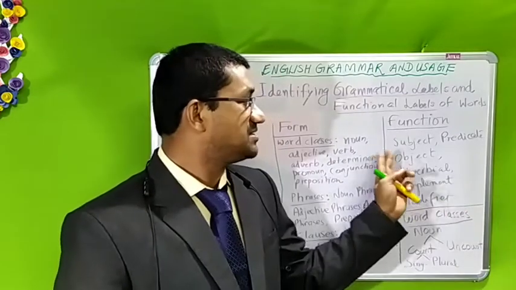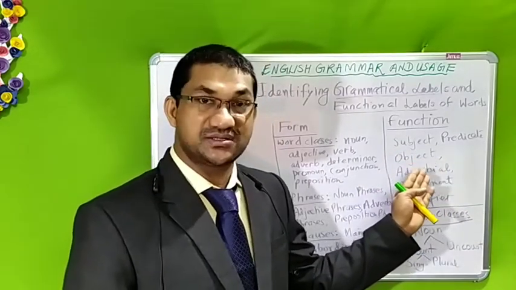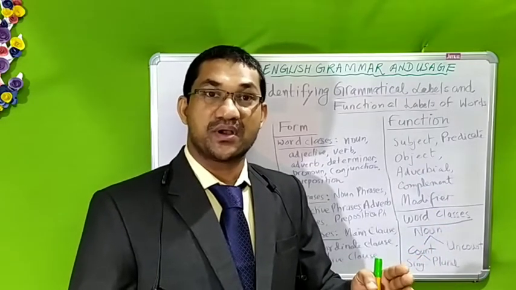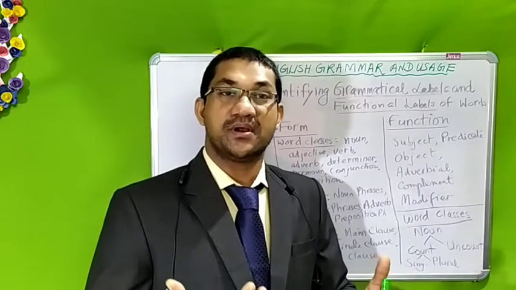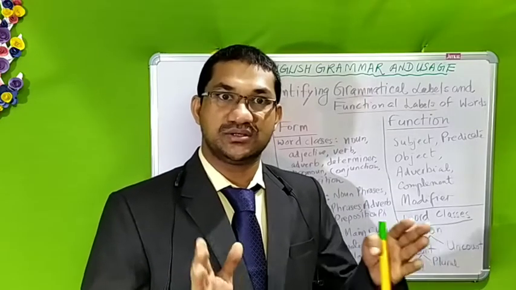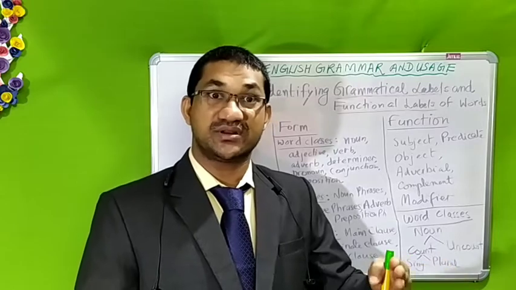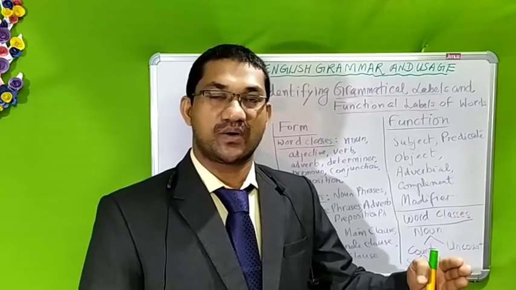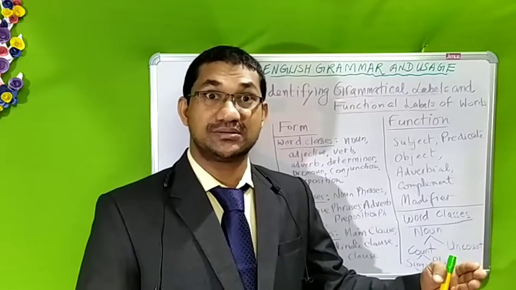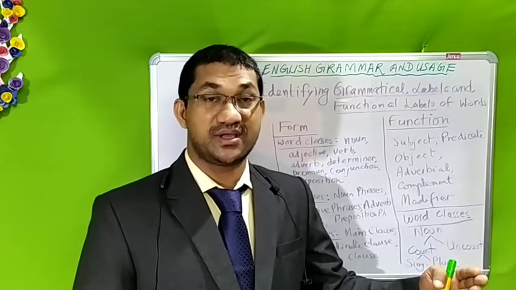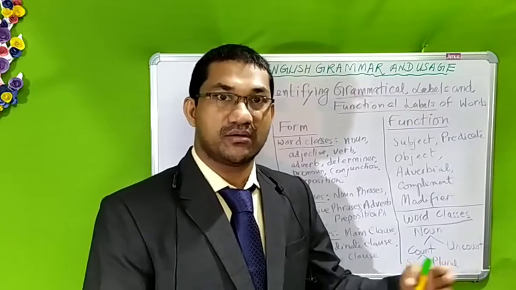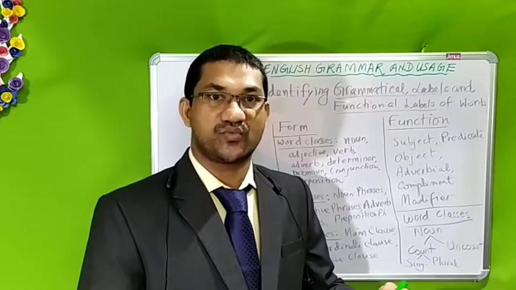So we have subject, predicate, object. Object is, of course, right. We have a sentence like John writes a story. The result of the action, or the sufferer of the action, is the object. What does John do? John writes a letter. Writing, right? Writing what? Writing a letter. So we have the object.